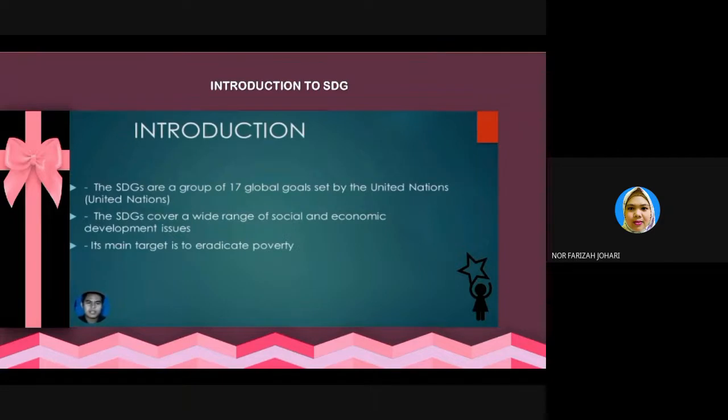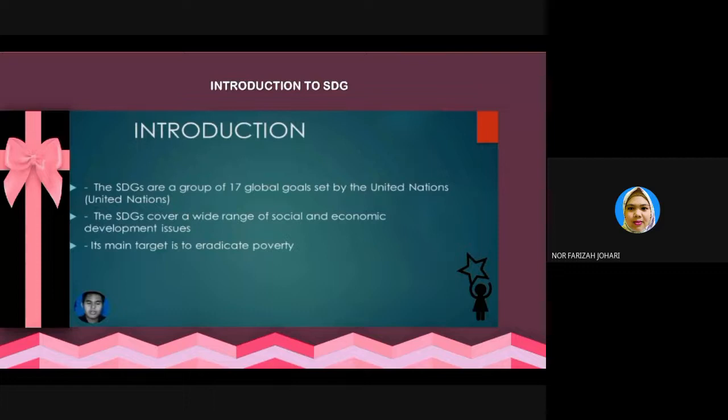The introduction of SDG: the SDGs are a group of 17 global goals set by the United Nations. The goals of SDG are very broad and interrelated, although each has its own targets to achieve. The target number is 169. SDG also cover a wide range of social and economic development issues. Issues related to SDG are poverty, health, education, and climate change.